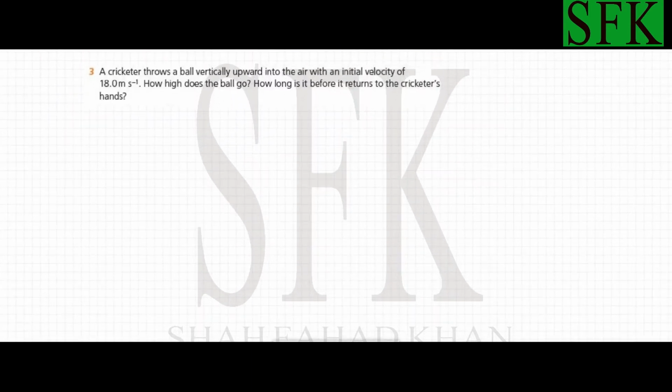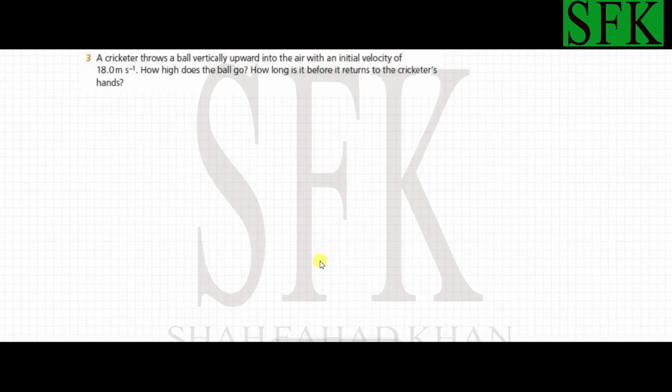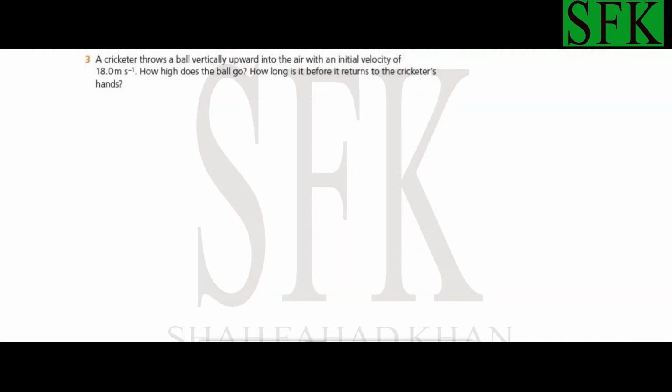Now let's go to the third question. A cricketer throws a ball vertically upwards into the air with an initial velocity of 18 meters per second. How high does the ball go? So basically the vertical height is asked, and how long is it before it returns to the cricketer's hand? So basically the total time is asked. The time of going up and coming down, both are asked. So let's make a small picture over here of the ball going up.